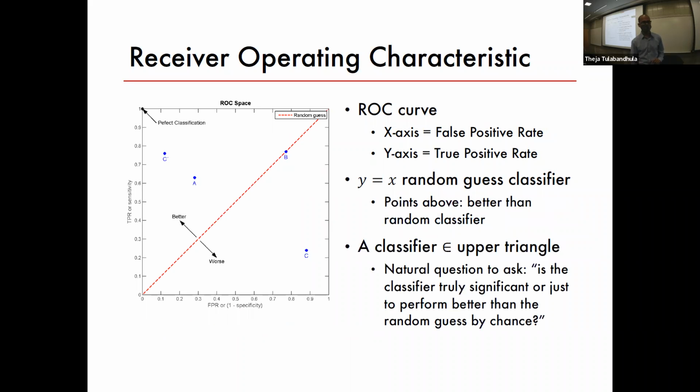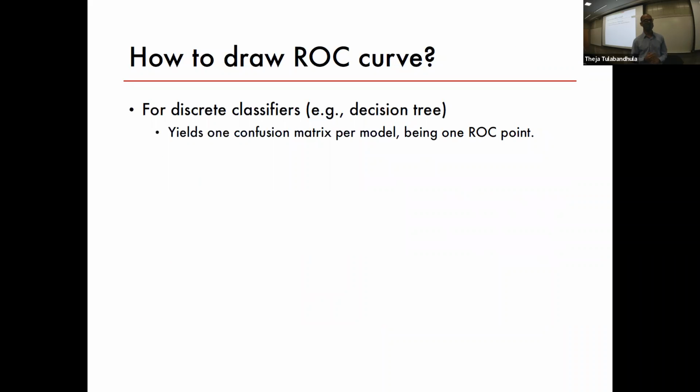So how to draw an ROC curve? As I said, a single classifier just corresponds to one point in this (0, 1) by (0, 1) region.